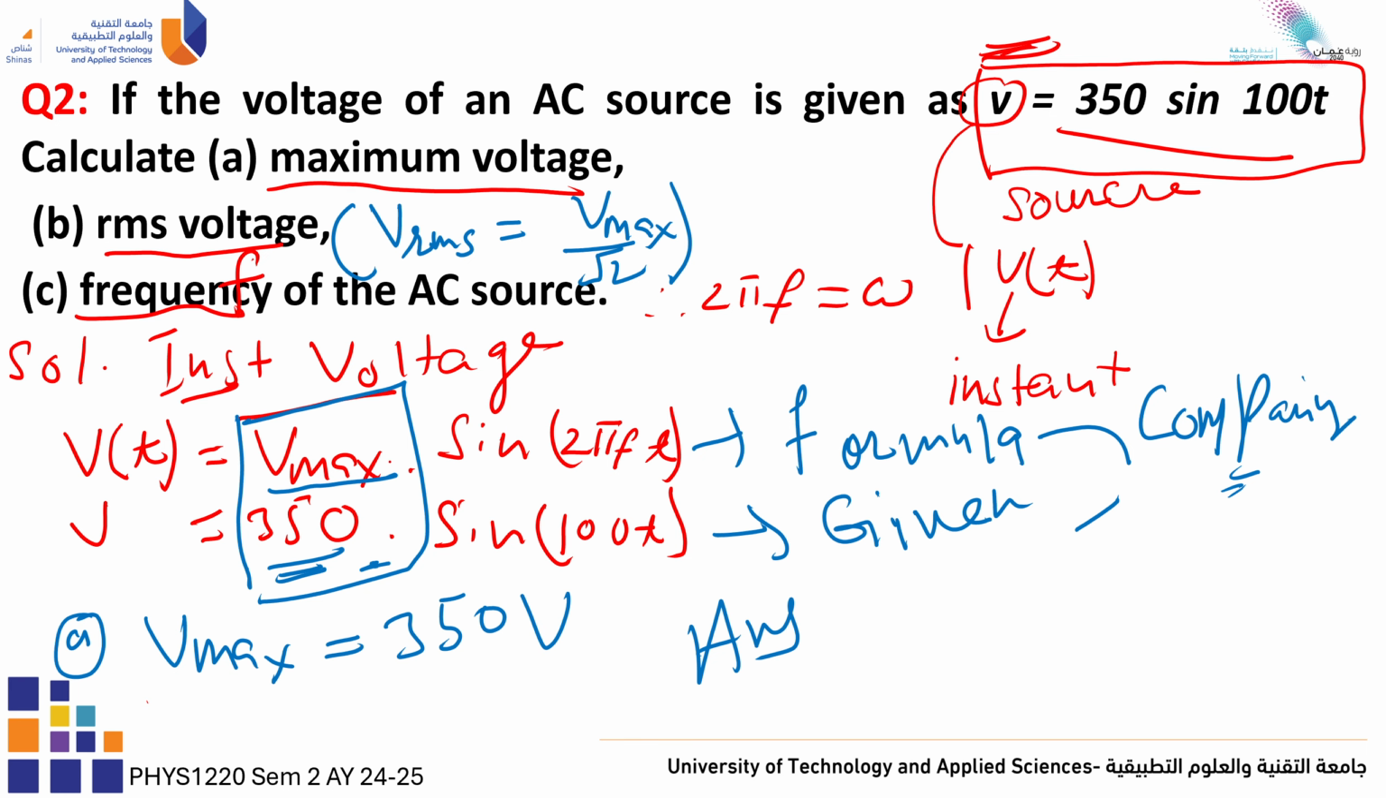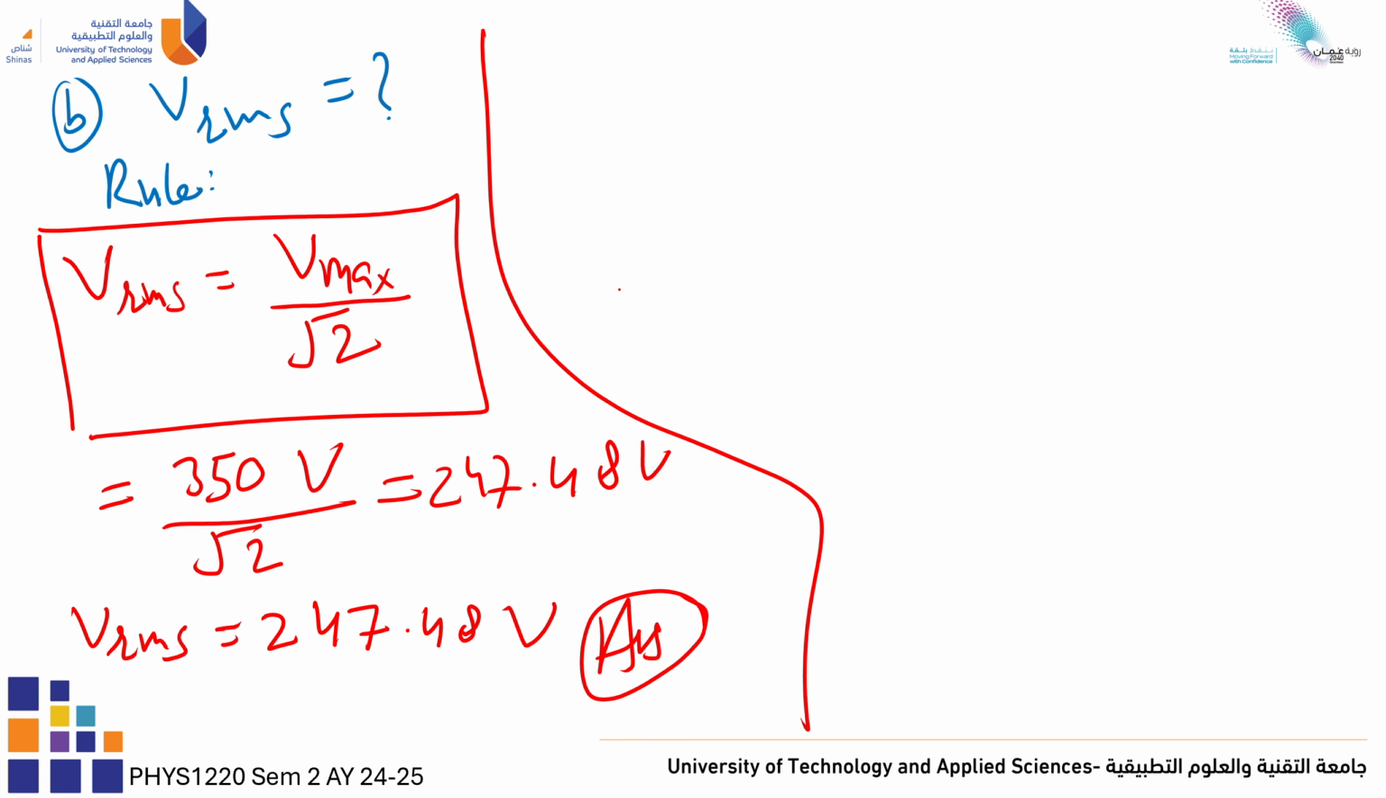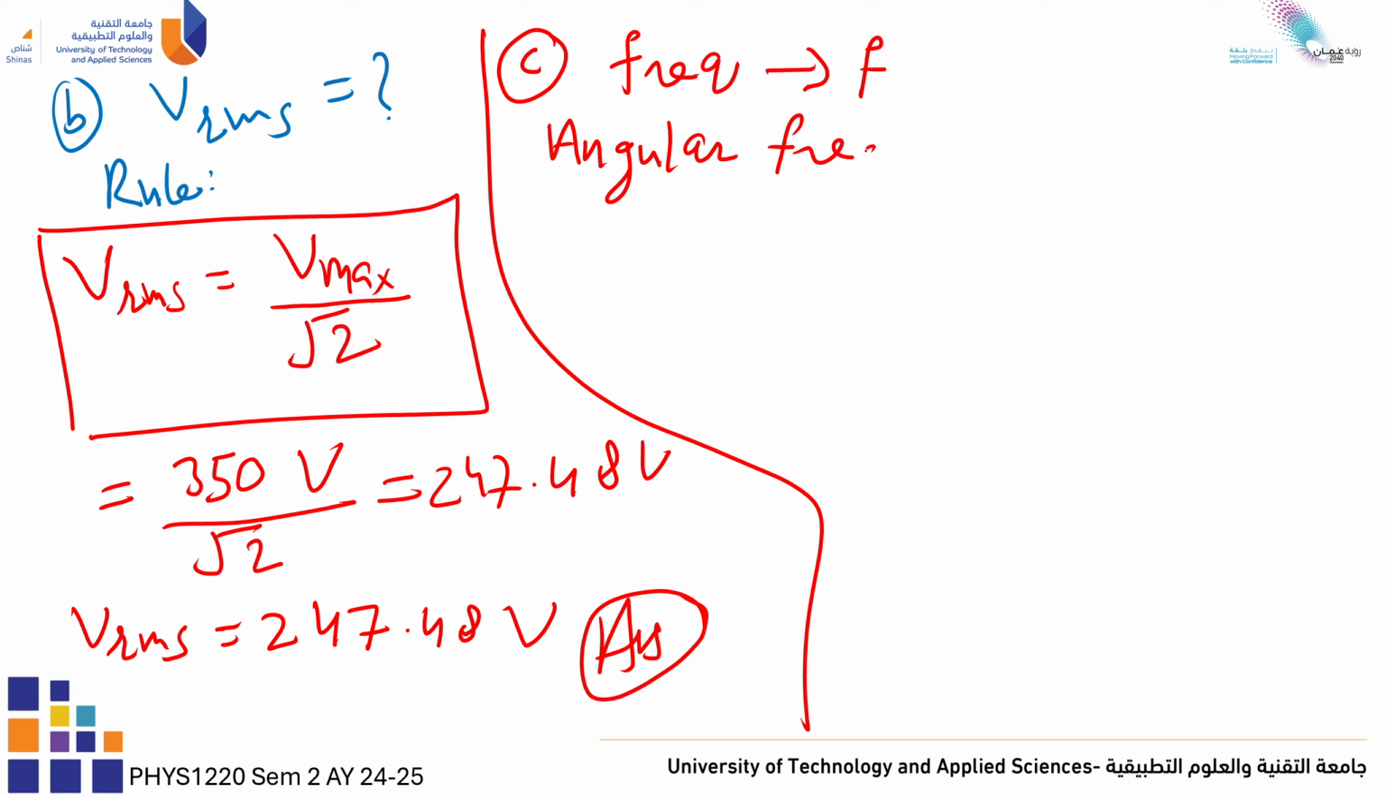For example, if the question says what is the value of the frequency, it means you have to find the value of F. Sometimes they may say what is the value of the angular frequency, then you have to find the value of omega. Here they are asking what is the value of the frequency, so I need to find this.